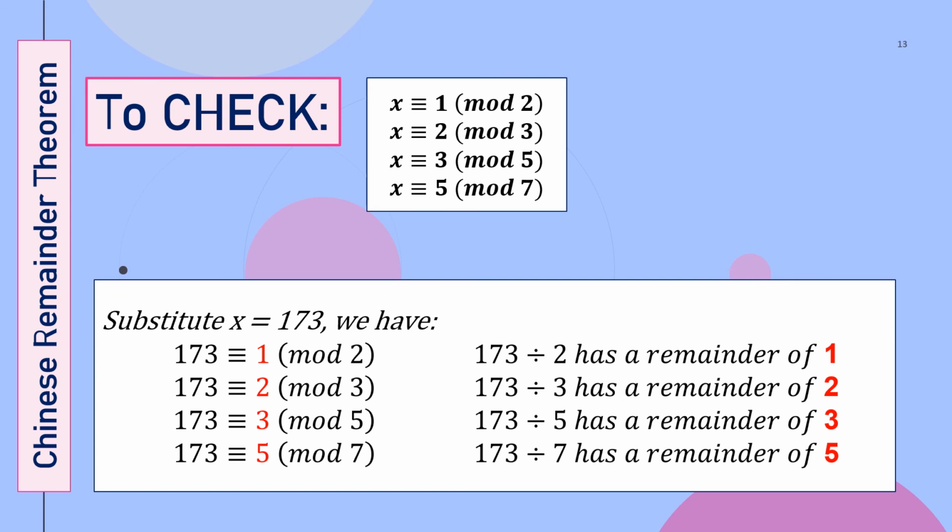Substitute x equals 173. We have 173 is congruent to 1 modulo 2. 173 divided by 2 has a remainder of 1. Correct. 173 equals 2 modulo 3. 173 divided by 3 has a remainder of 2. Check. 173 divided by 5 has a remainder of 3. And 173 congruent to 5 modulo 7. 173 divided by 7 has a remainder of 5. Well, it is correct.